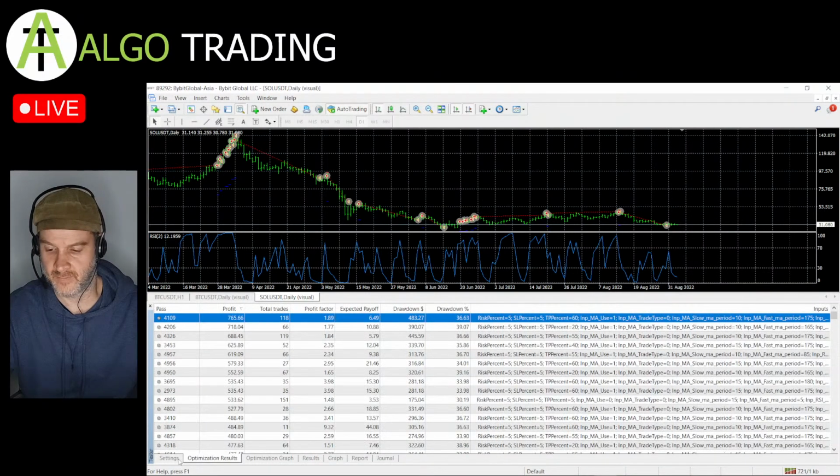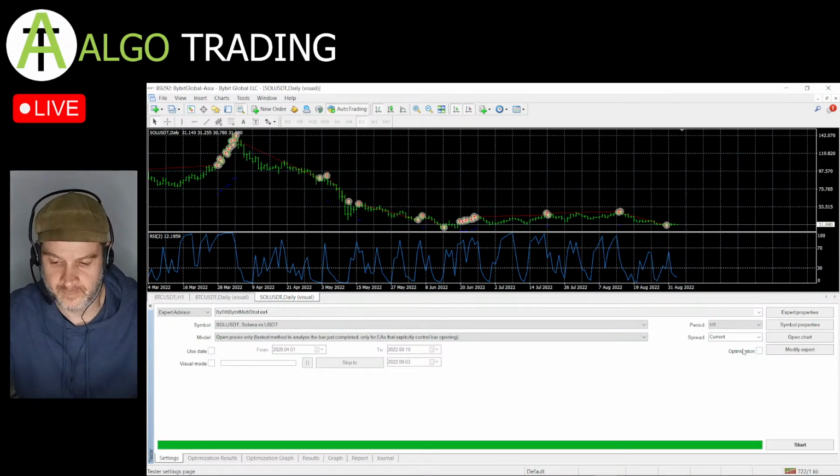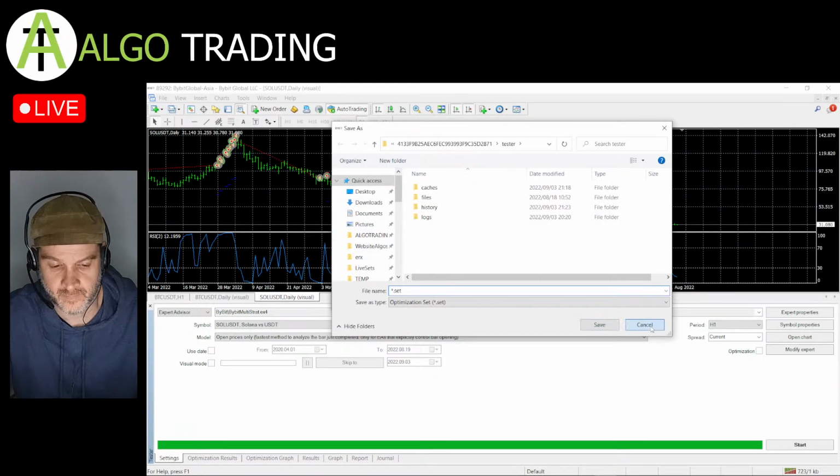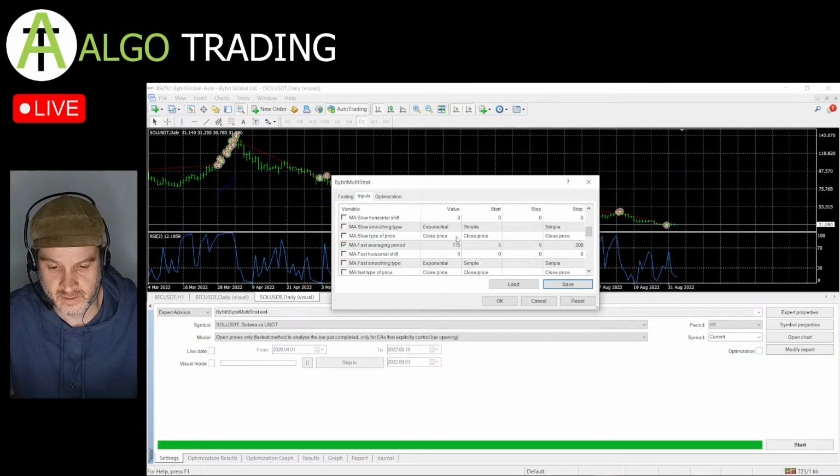Okay, so let's save that for later. I think we've got enough now, and then we could go in and tweak them a bit more and see if we can get better profits. Okay, so this is Solana on the 1 hour. Save. Does it set the properties? Yes, I think it has.